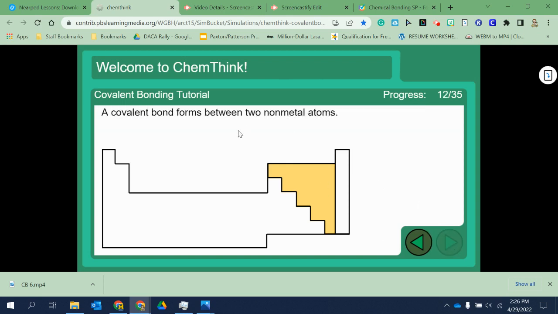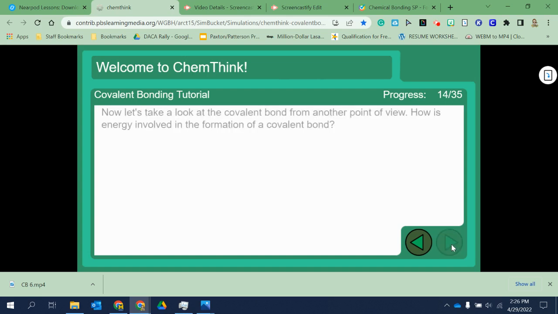So a covalent bond forms between two nonmetal atoms, right? So the covalent bonds will be forming between these atoms in this yellow part of the periodic table. Each atom attracts each electron. This pulls the atoms together. Right, so note that the hydrogen is considered a nonmetal and will form covalent bonds with the other nonmetals. Right, so this is the exception over here by itself on the left side of the periodic table. All right, and that's hydrogen.